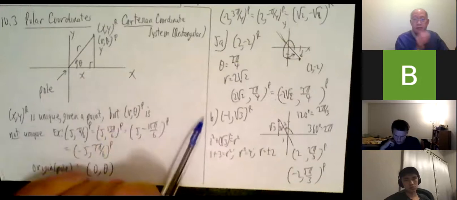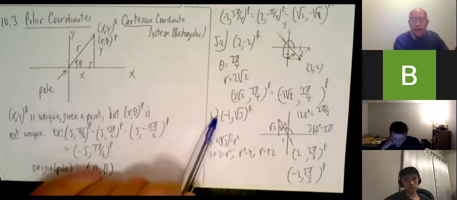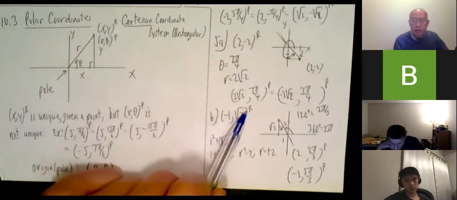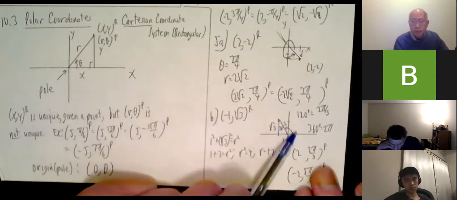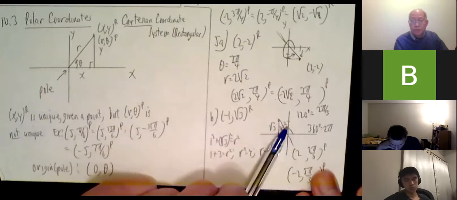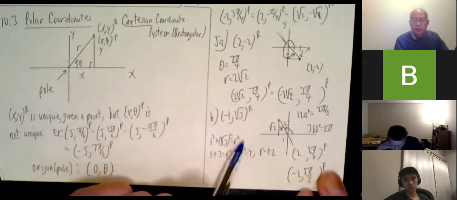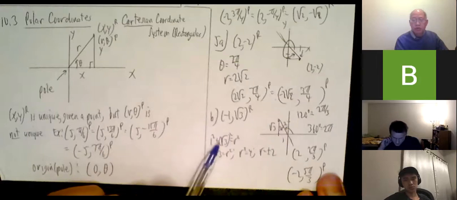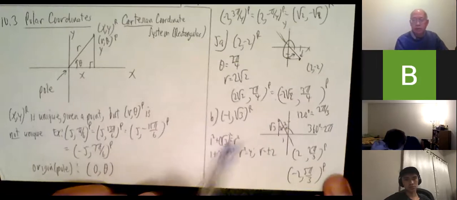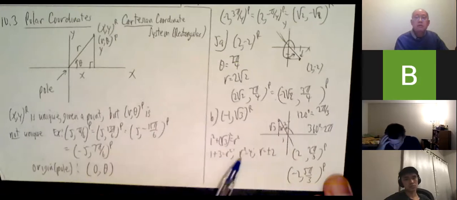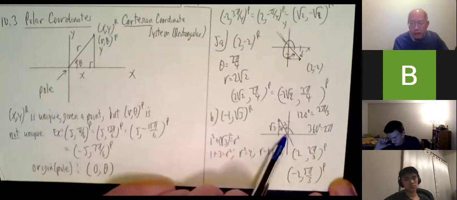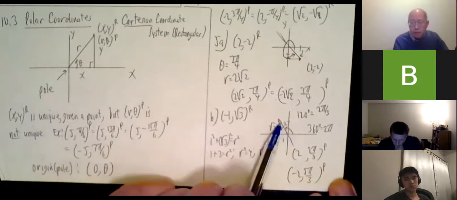Okay, then 5b, negative 1, radical 3 in rectangular coordinates. So that's 1 to the left and radical 3 up, second quadrant. So first find the radius. So 1 squared plus radical 3 squared equals r squared, right? 1 plus 3 equals r squared. R squared equals 4. R is plus or minus 2. Let me start with a positive 2. Okay, so this is 2. That means this is 30 degrees.